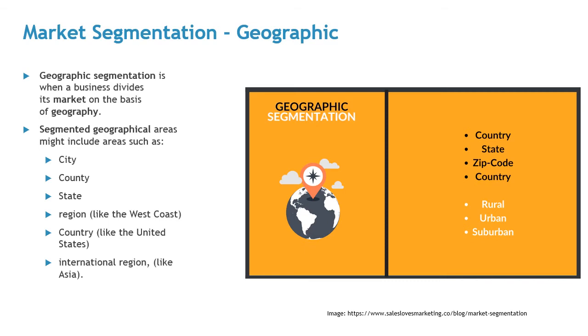Geographic segmentation is when a business divides its market on the basis of geography. Segmented geographical areas might include areas such as a city, a county, a state, a region like the West Coast, a country like the United States, or an international region like Asia.